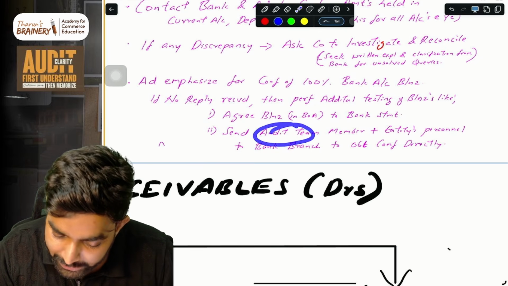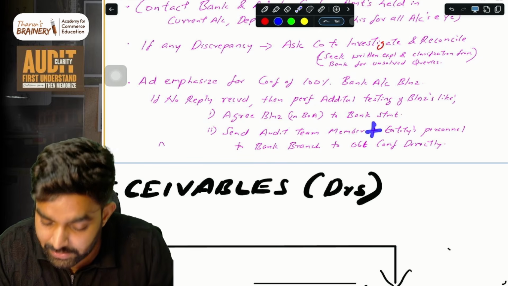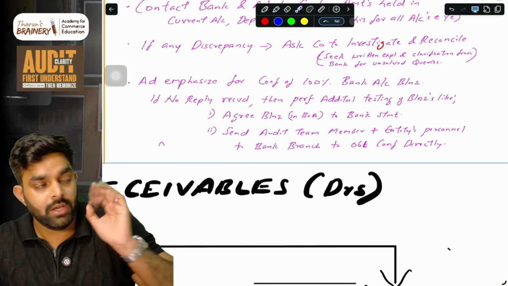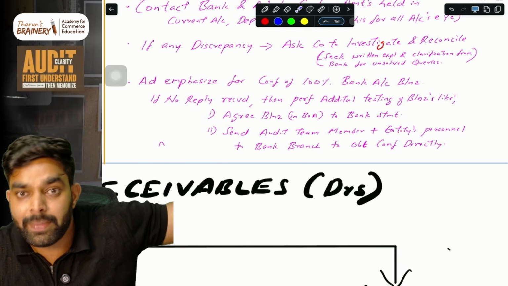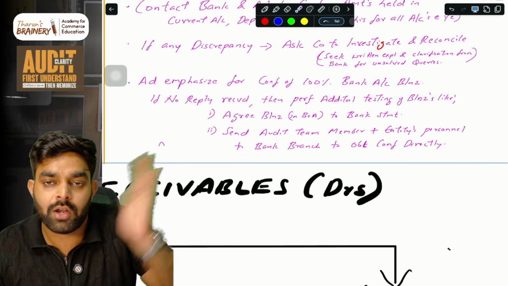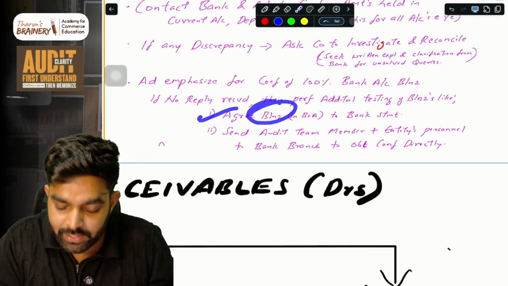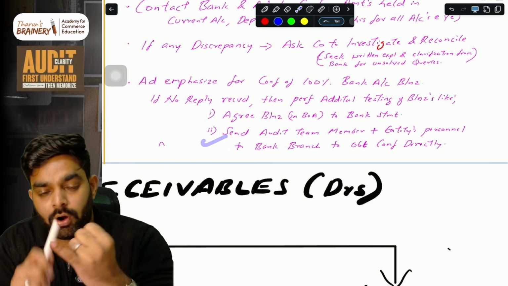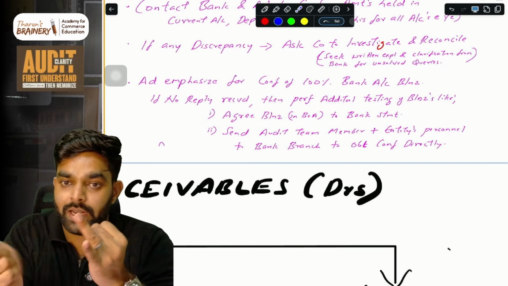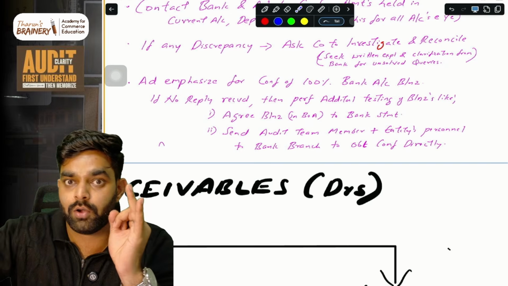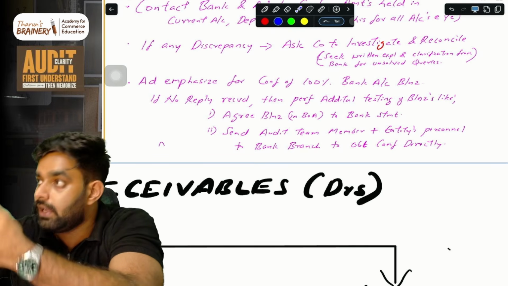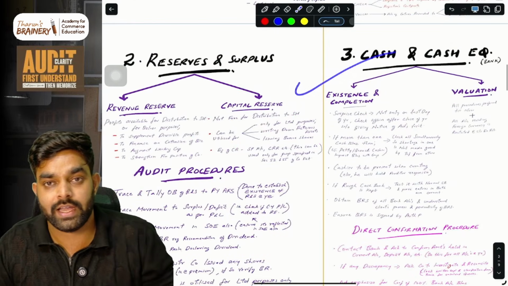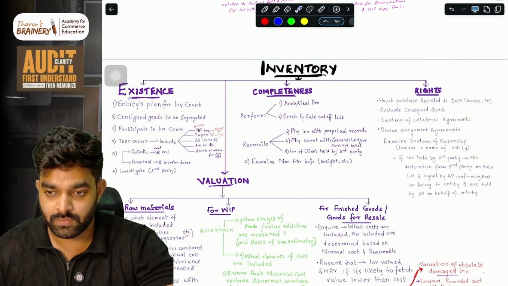But if the bank is not replying, then you can check it with the bank statement. Then send an audit team member, an article plus a company employee, or personal, to the bank branch to obtain confirmation directly. Normally you may call or send a mail to get the confirmation, but if they are not replying, the first thing you can check is the bank statement. If that is also not possible, then you are auditing: send one article plus one company employee, both of them, to the bank, let them physically go there, get the balance confirmation and come back. So this is all about cash and cash equivalents checking, cash and bank checking.